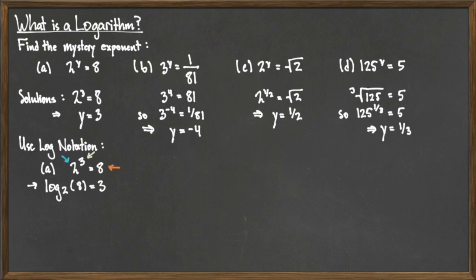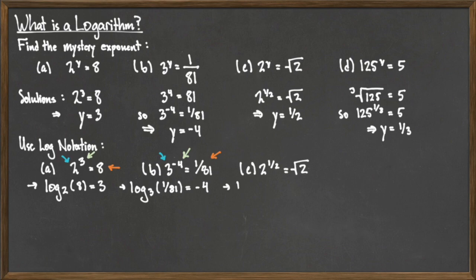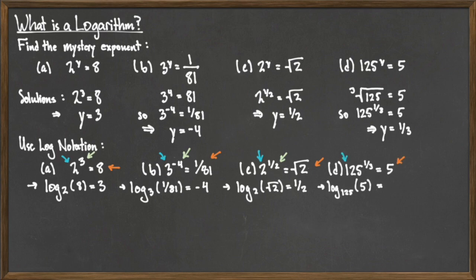The expression 2 to the third equals 8 translates into log base 2 of 8 equals 3. For the second expression, we get log base 3 of 1/81 equals -4, log base 2 of the square root of 2 equals 1/2, and log base 125 of 5 equals 1/3.